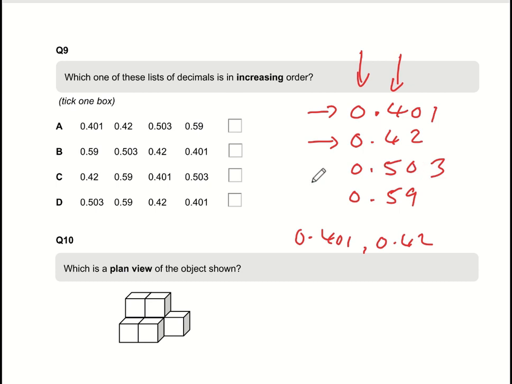So which one of these two numbers is smaller? So 0, we can't tell them apart. 5s, we can't tell them apart. 0 is less than 9, so 0.503, 0.59. So actually A was already in the increasing order.